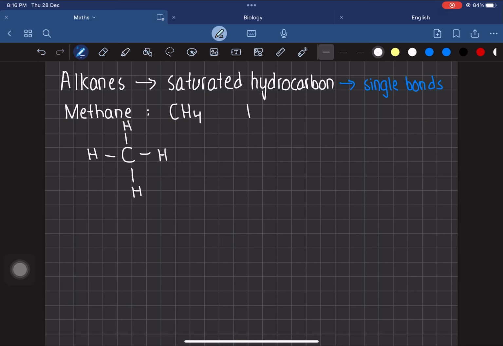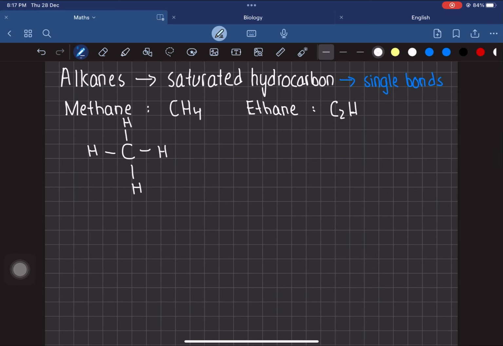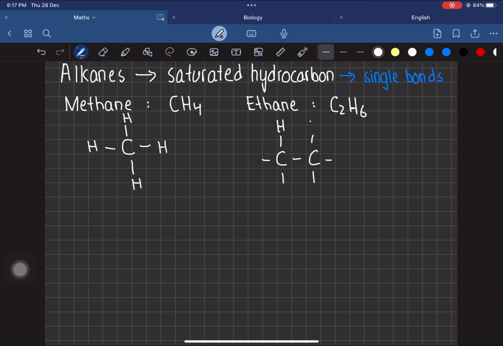Now let's draw ethane. For ethane we have the molecular formula C2H6. So we have 2 carbons. Remember, there should be a single bond, and each carbon will make 4 bonds. So if we count, there are going to be 1 2 3 4 5 6 7 8 bonds in total, and we will be having 6 hydrogens. So this is the structural formula for ethane.